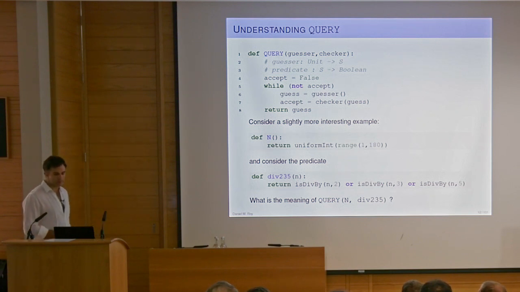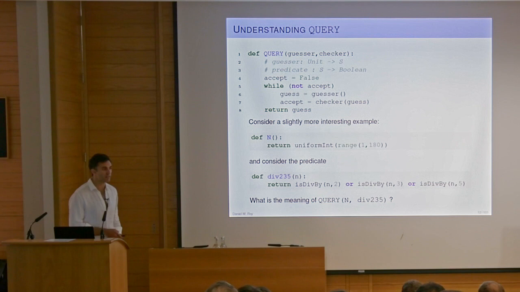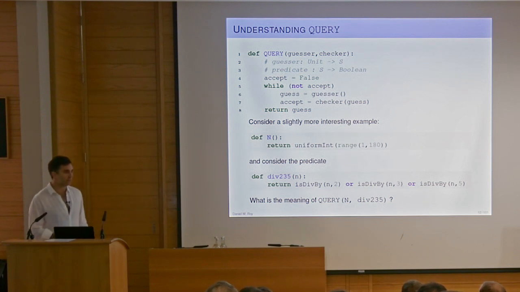So what's the meaning of query N and div 235? We can just imagine running this computation. It's going to make a guess. It's going to guess an integer. Basically, it's going to keep guessing integers. And the first time it's going to leave this loop is when it hits something that's simultaneously divisible by 2, 3, and 5. So something like 30, 60, 90, these types of numbers, right?